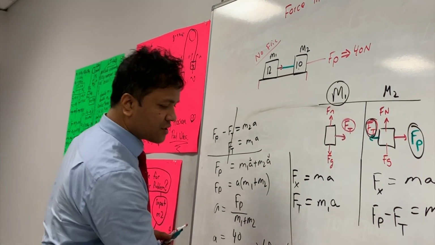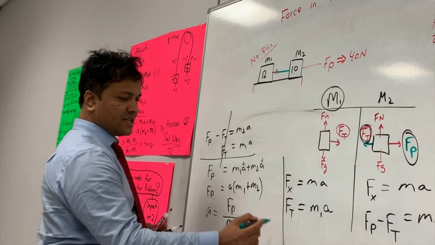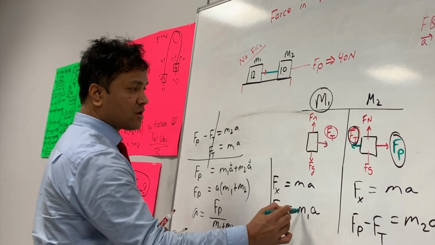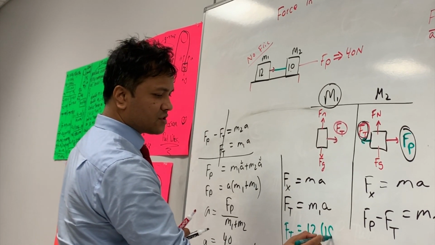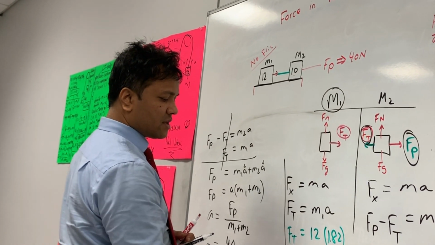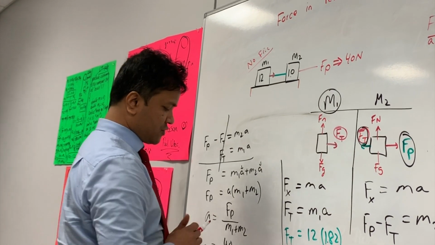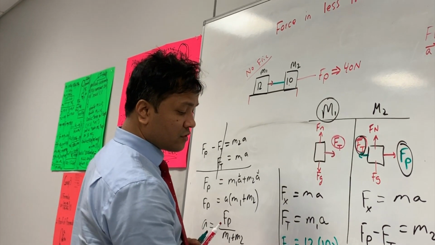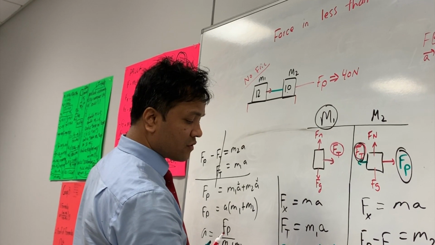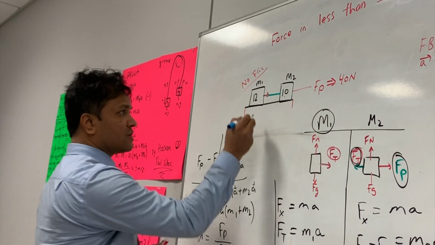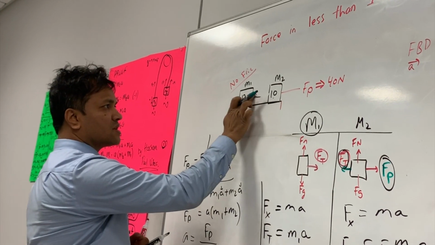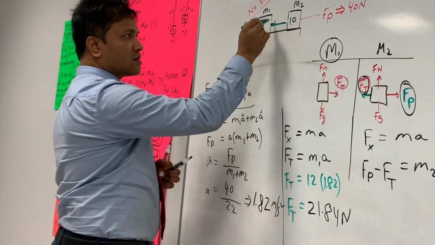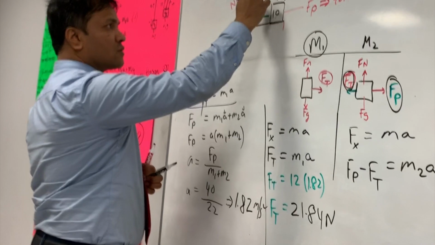Now let's find the tension. Ft is equal to m1, which is 12, times a, which is 1.82. Let me know how much it is. 21.84? Yeah, 21.84 Newton. So the tension right here, I'm not going to make it black. Let's use green. So this is 21.84.